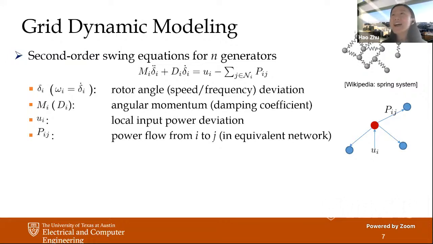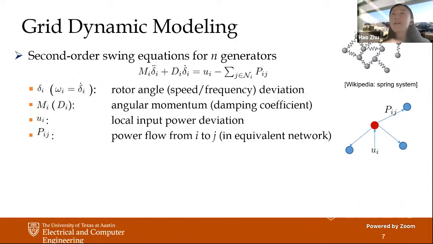So to understand how this oscillation happens, you can think of generators as masses and the transmission lines as springs. This is like a typical spring system that you have seen in college physics, and that's the same kind of phenomenon in the oscillation as well.